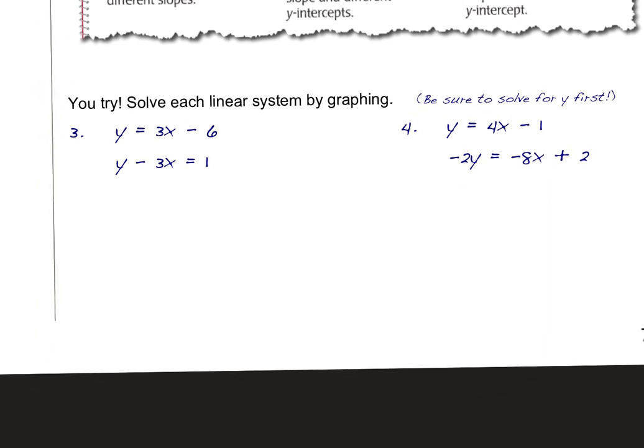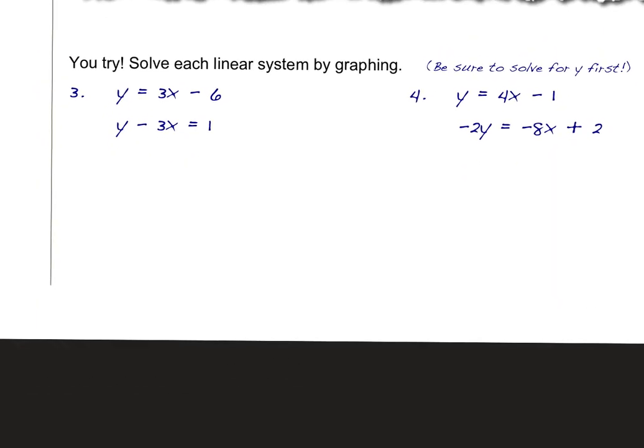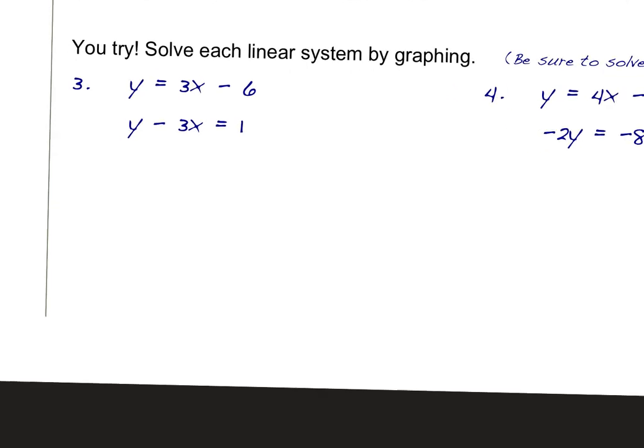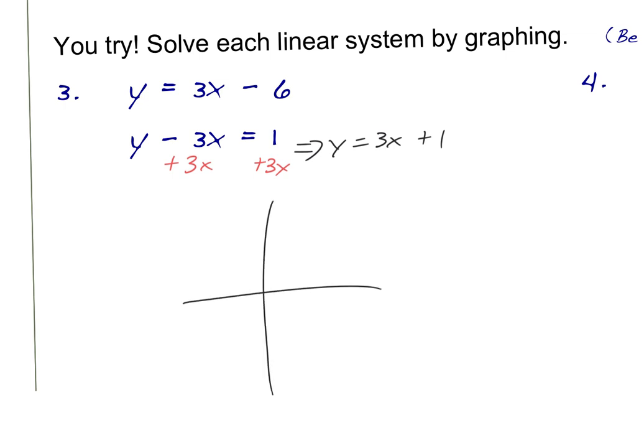All right, so let's try this one by graphing. I want you to just try it. Just take a sketch real quick. The only thing I would say before you do this is you might want to get this y all by itself first. That's no problem. We could just add 3x to both sides. And then this equation would be y equals 3x plus 1. So sketch a graph of this and just see what happens, and I think you'll see what's going on.